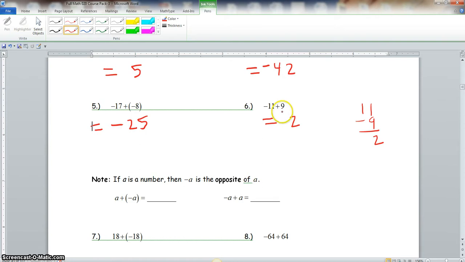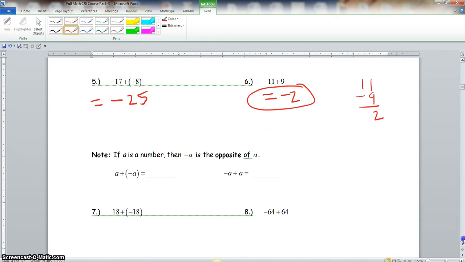So we look at both of these individual numbers and we determine which one is furthest away from 0, or has more units away from 0. Whichever one has more units away from 0, we take its sign. We know negative 11 is 11 units from 0 and 9 is 9 units from 0. So we would take the sign of the 11, which would be negative.